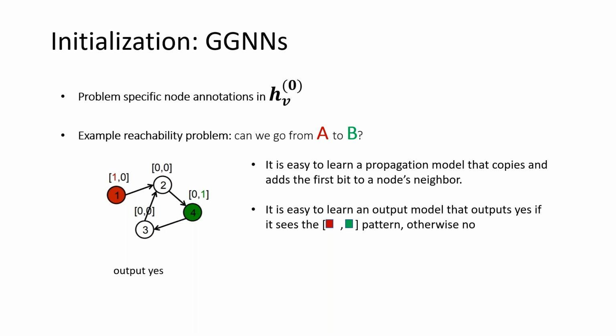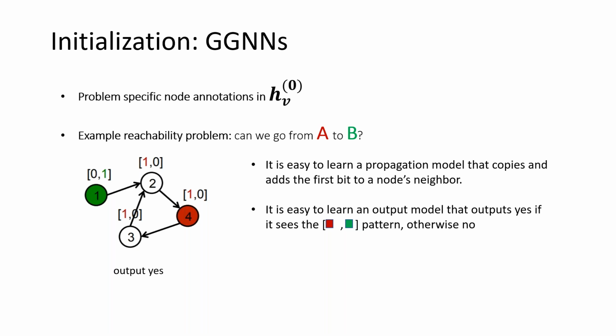But what if we have something like this, where the path is different? Here if we ask the question, can we go from A to B, where A to B means the red to green, here it is not possible. Output is no, right? Sorry, this is corrected.